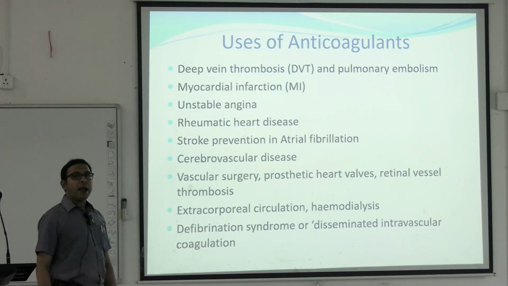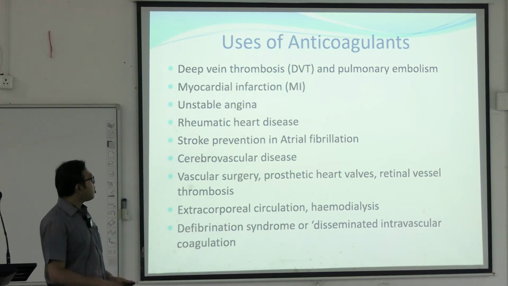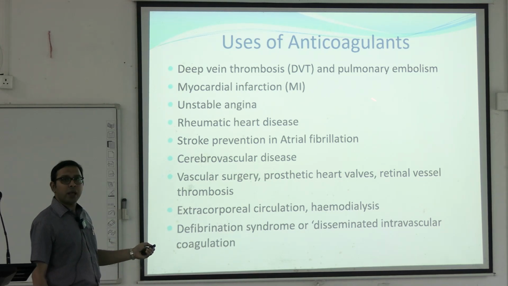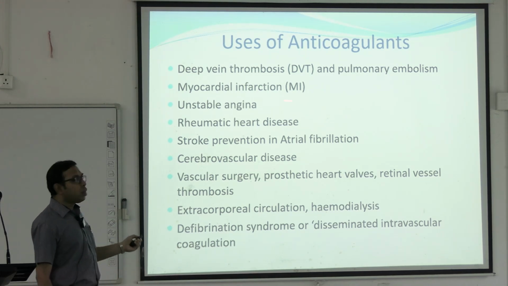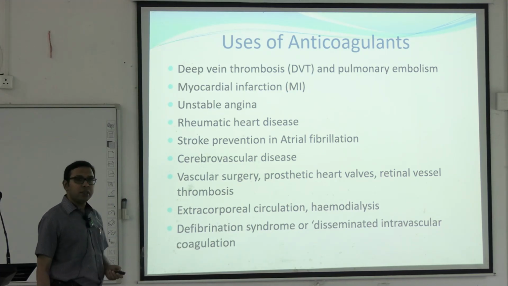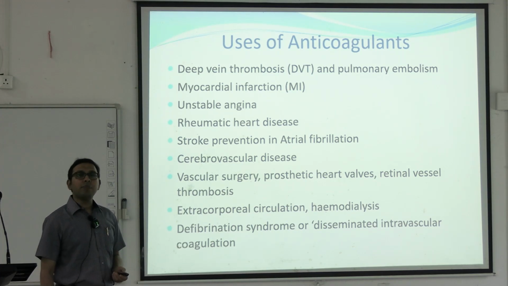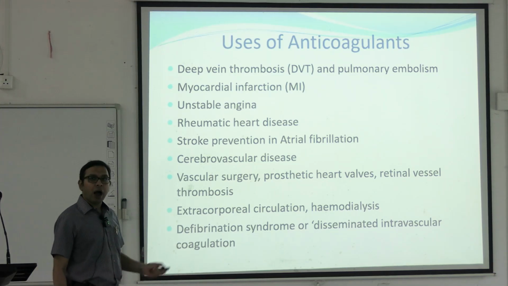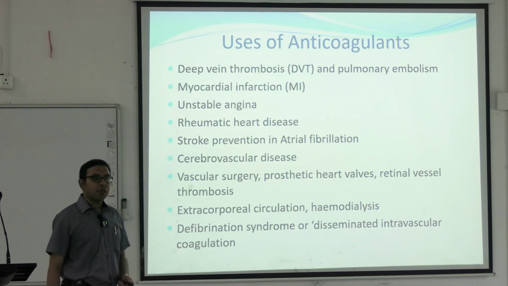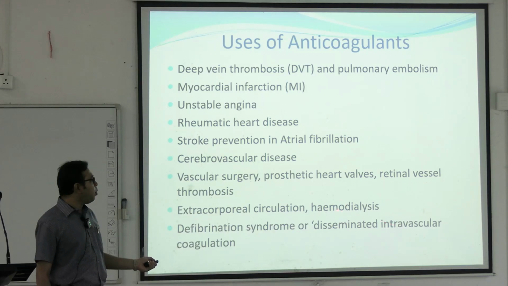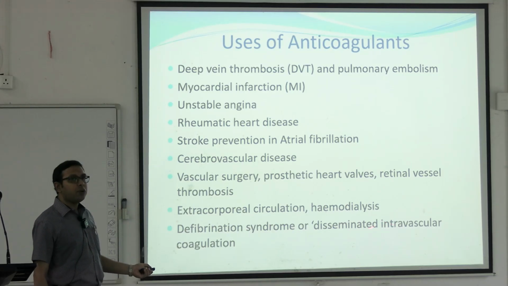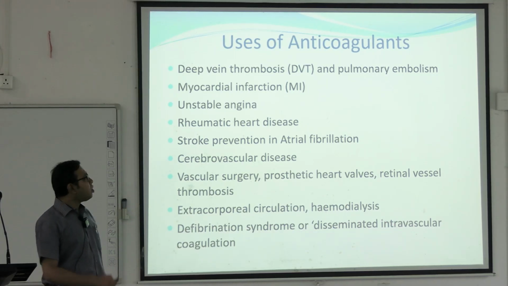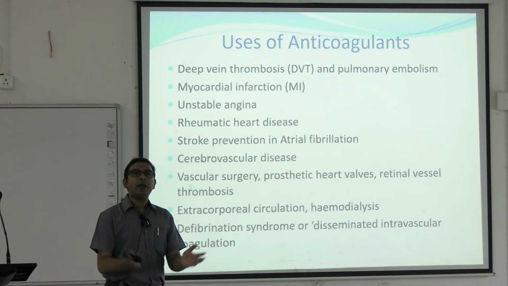So where are we using the anticoagulants? In summary, we can use them in deep vein thrombosis and pulmonary embolism, in myocardial infarction, in unstable angina, rheumatic heart disease, prevention of stroke in case of atrial fibrillation, cerebrovascular disease, different types of vascular surgery, prosthetic heart valves, retinal vessel thrombosis, extracorporeal circulation, hemodialysis, defibrination syndrome or disseminated intravascular coagulation. So these are the different indications of all of the anticoagulants.